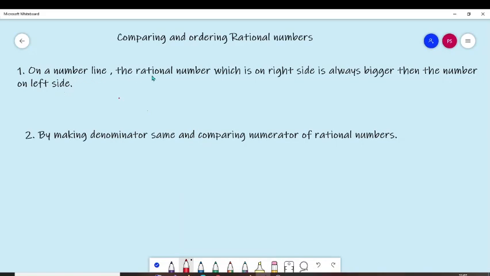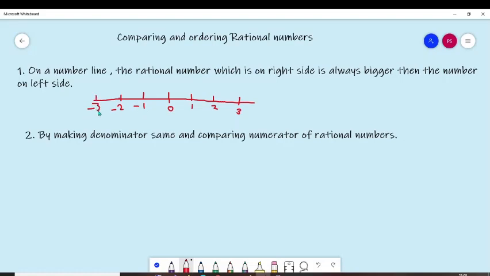On a number line, the rational number which is on the right side is always bigger than the number on the left-hand side. Let us try to understand it in a better way. Let us draw a number line. So suppose this is a number line, this is 0, then we have 1, 2, 3 and so on, positive numbers, and this side negative numbers, -1, -2 and -3.